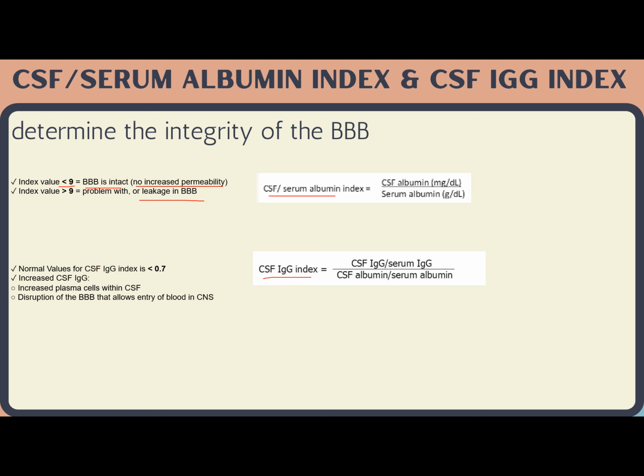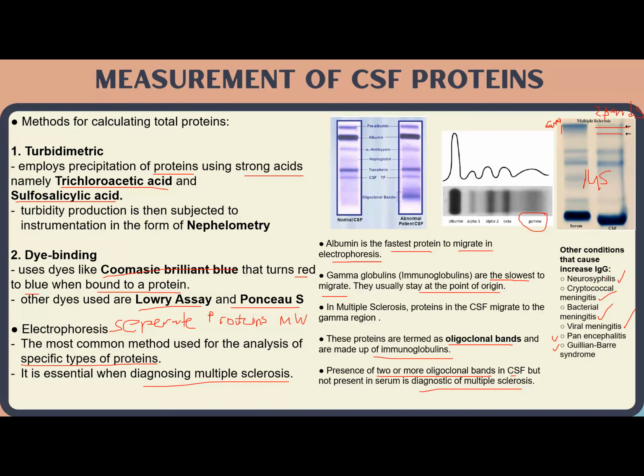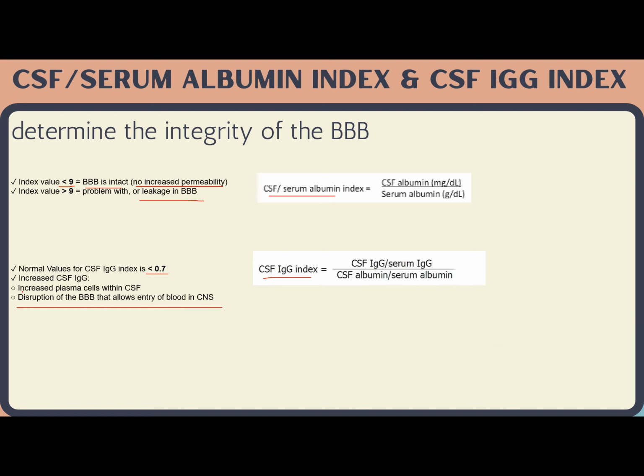Now, another test, yung CSF IgG index nyo. The normal value for CSF IgG index is less than 0.7. Increased CSF IgG indicates increased plasma cells within the CSF and disruption of the BBB that allows entry into the CNS. So, if you have increased CSF IgG, like in conditions such as neurosyphilis and cryptococcal meningitis, it's a sign that there are increased plasma cells sa CSF mo, and your BBB is disrupted. The formula for CSF IgG index is CSF IgG divided by serum IgG, over CSF albumin divided by serum albumin.